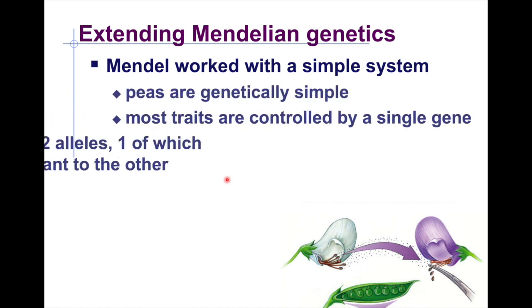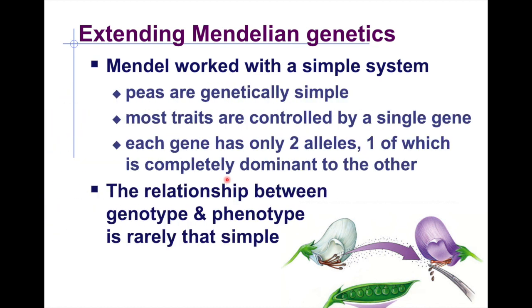So Mendel was lucky because he worked with a very simple system. Peas are simple. They have two alleles, one of which is dominant over the other, so they are polar opposites, and the relationship between genotype and phenotype is not that simple. Usually there are more genes that actually control the traits that we have.